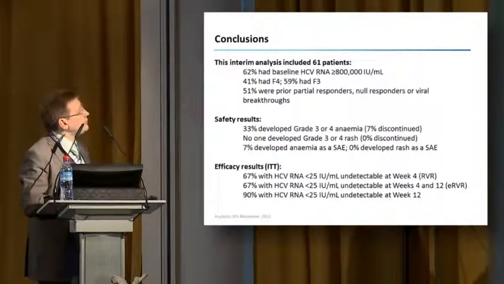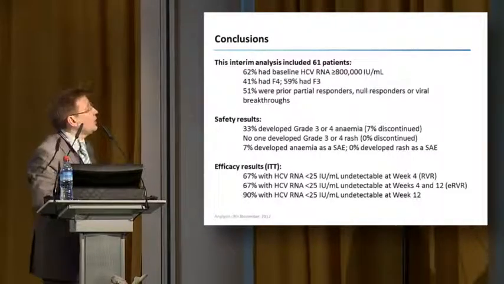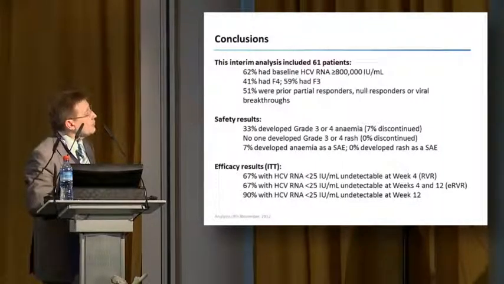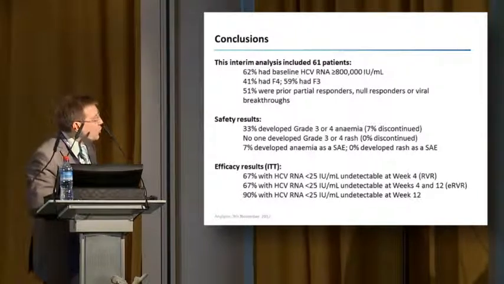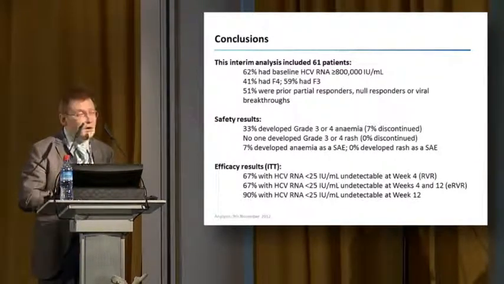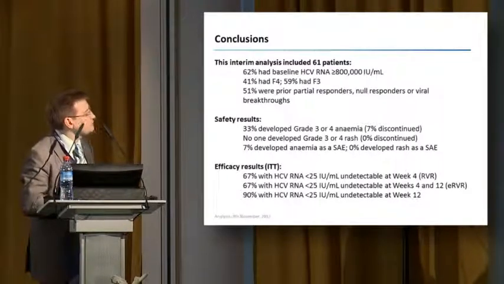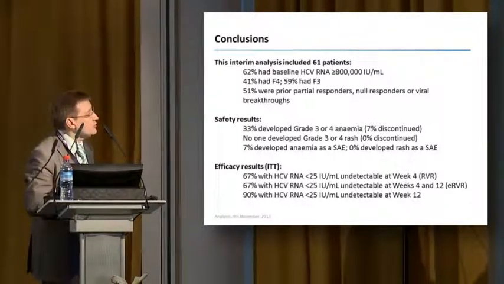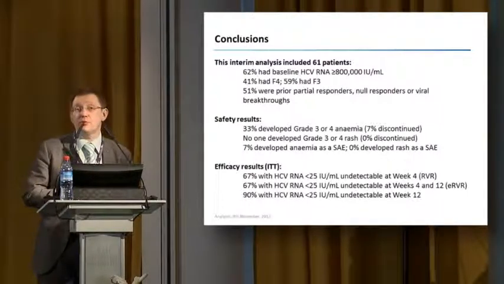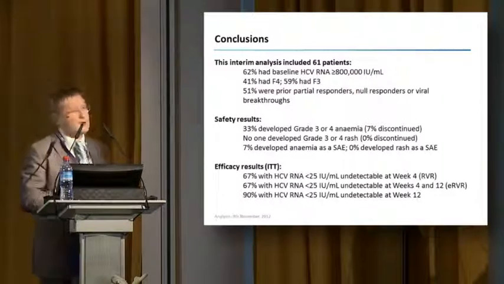In conclusion, ladies and gentlemen, this interim analysis included 61 patients from the Russian early access program with F3 and F4. 62% had a baseline HCV RNA level of more than 800,000 international units per mL, so they have a high viral load. 41% had F4, and 59% of patients had F3 grade of fibrosis. Half of the patients were prior partial responders, null responders, or had viral breakthrough. As safety results, every third patient developed grade 3 or grade 4 anemia, and 7% of them discontinued treatment with telaprevir. No one developed grade 3 or 4 rash, and no one discontinued telaprevir due to rash. 7% developed anemia as a serious adverse event, but not one patient developed rash as a serious adverse event.